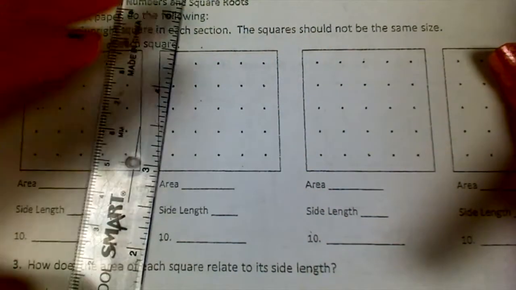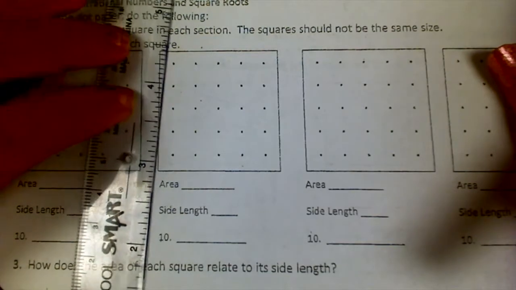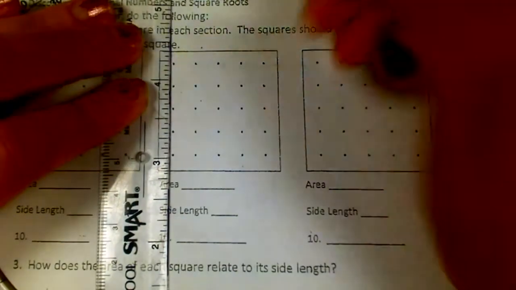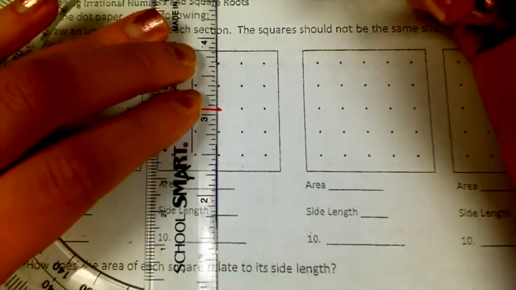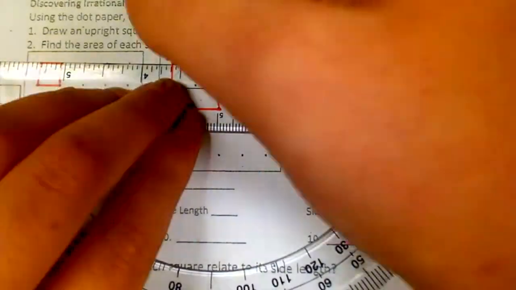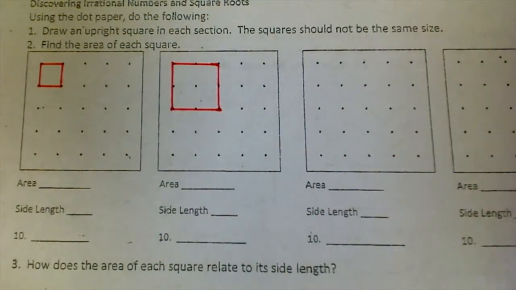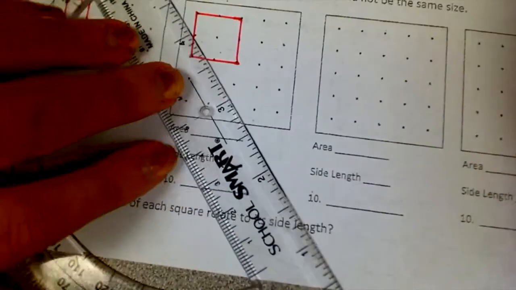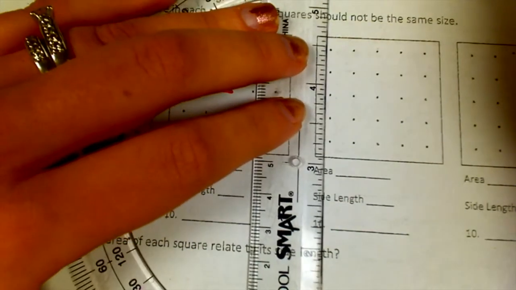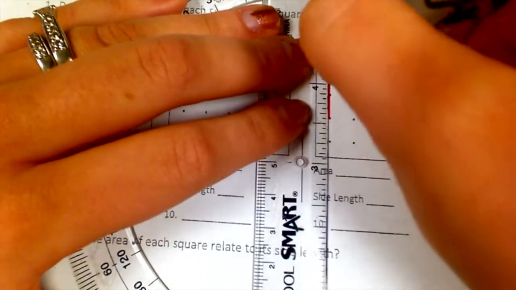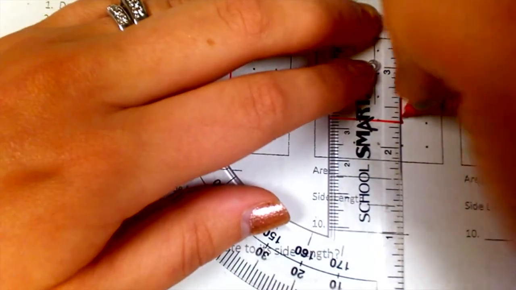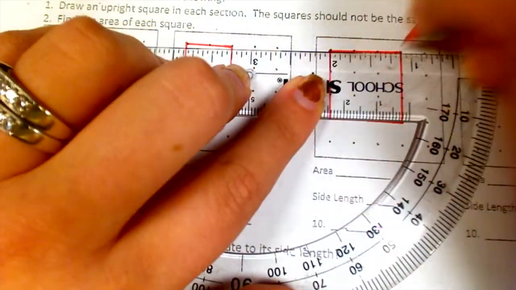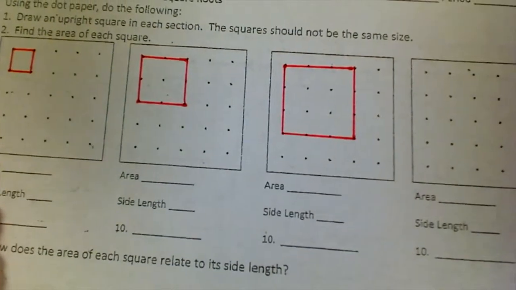Okay, and then on the second one, I can't use a 1 by 1 anymore, so I'm just going to make a 2 by 2. And I can't use a 1 by 1 or a 2 by 2, so now I'm going to use a 3 by 3. And on the last one, we're going to make a 4 by 4.